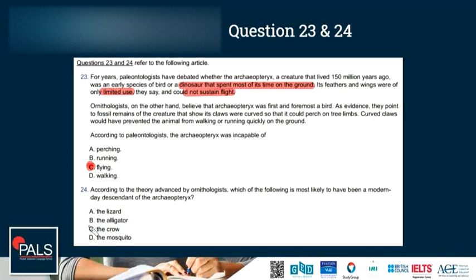Again, ornithologists are people who study birds, and they believe that Archaeopteryx was foremost a bird. So if Archaeopteryx was a bird, it's most likely that the crow is a direct relative of the Archaeopteryx, or the closest related to the Archaeopteryx.